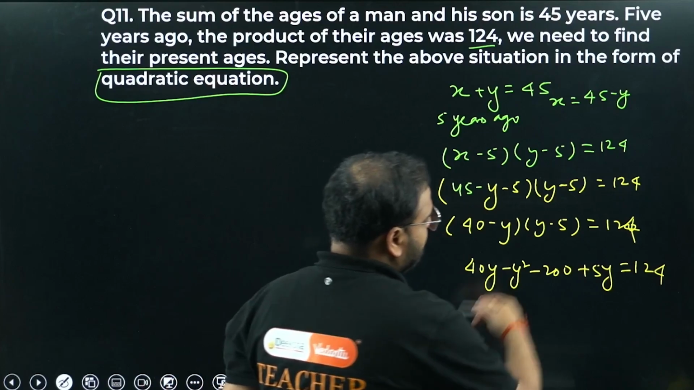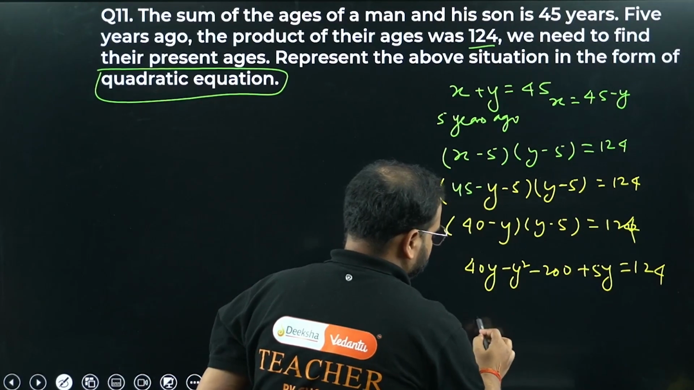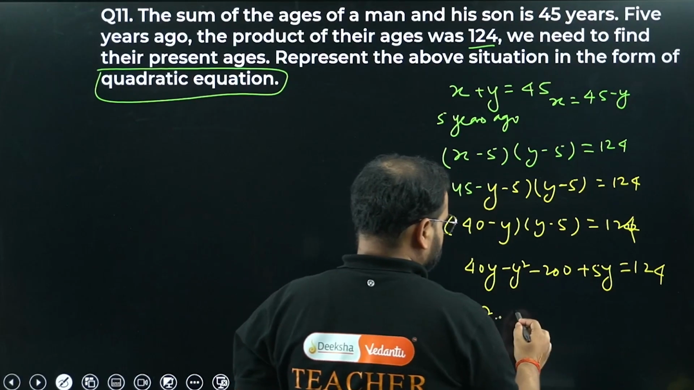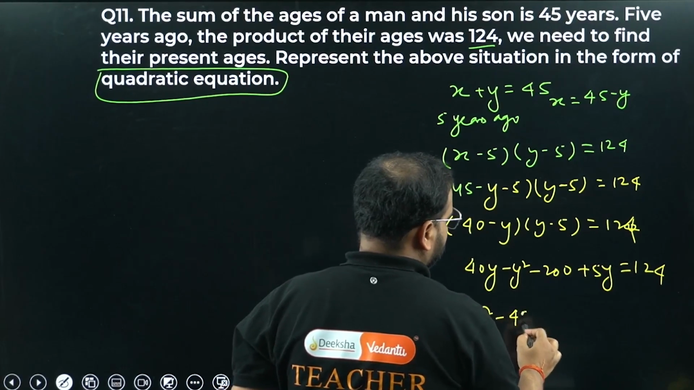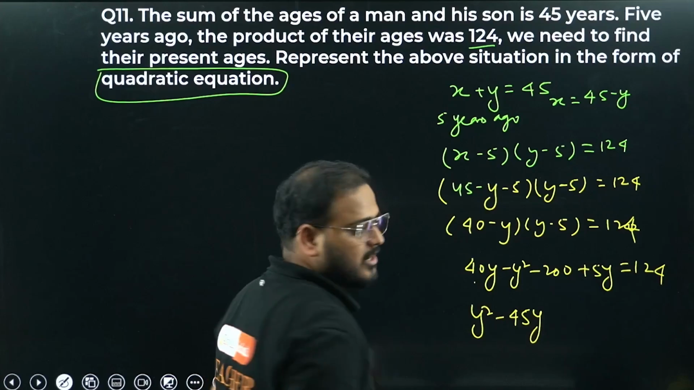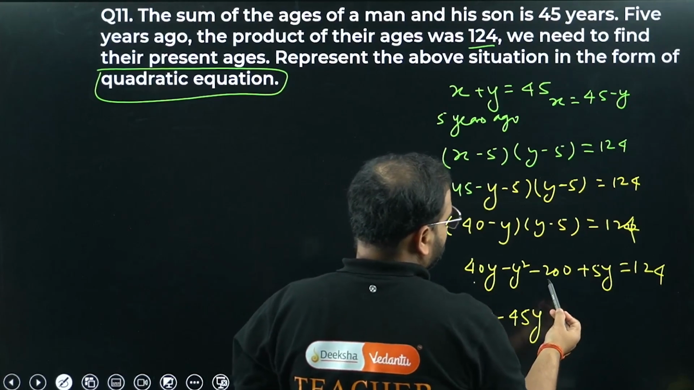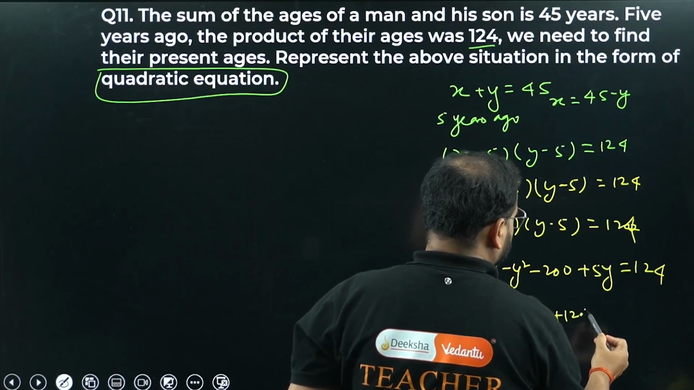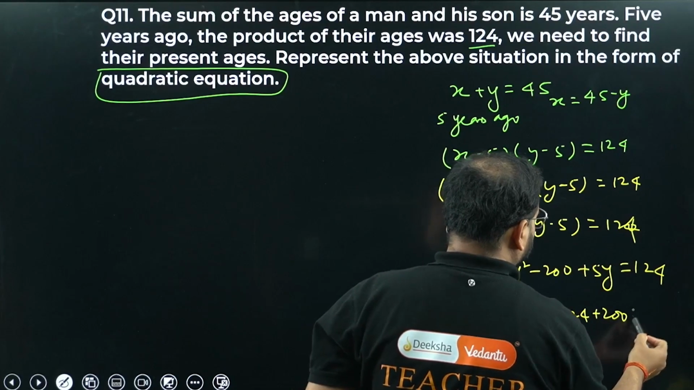Bring everything on this side. I'm going to get y square minus 45y, since 40y plus 5y is 45y. And this minus 200 on the other side will become plus 200. So 124 plus 200 equals 0.